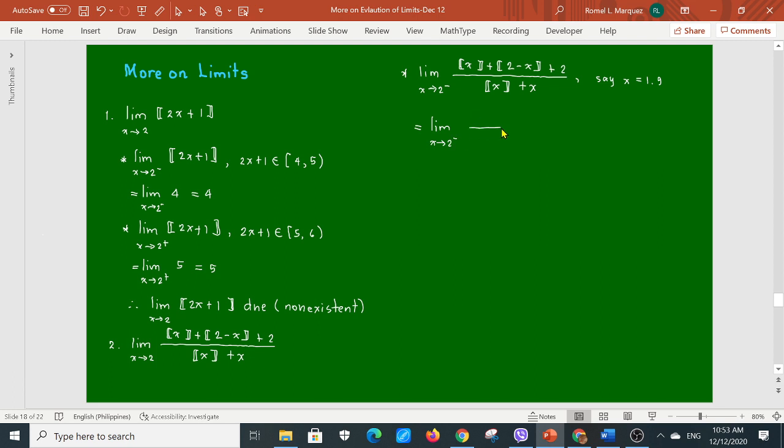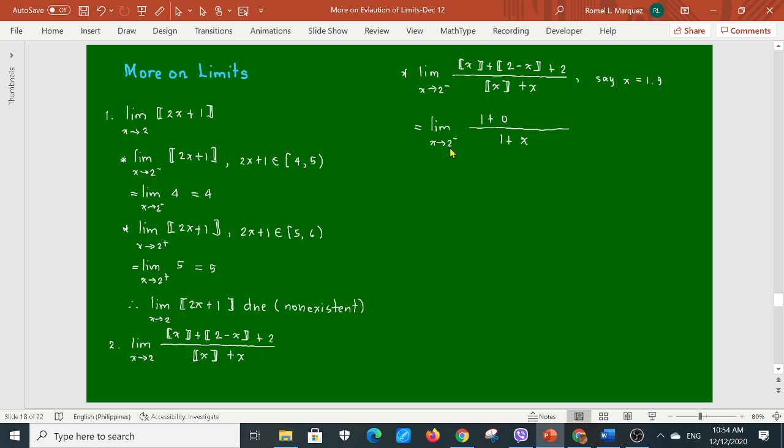So the denominator, this is 1, and then plus x. This is still x, so we cannot do something about that. But what about the numerator? The first term is also 1, no? 1.9, greatest integer is 1. Plus 2 minus 1.9, so 0.1. So that is 0.